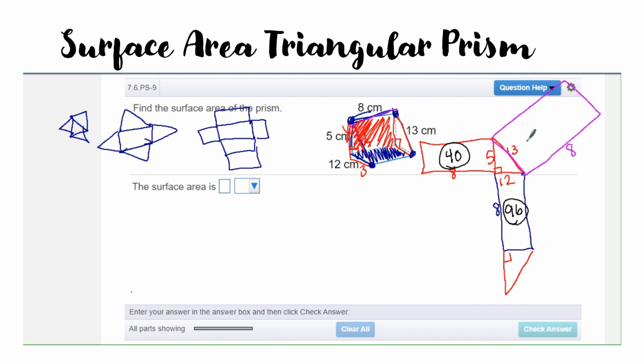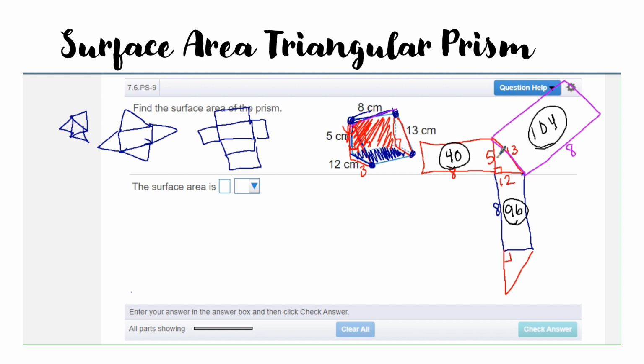And this one is going to have a different area. So this lateral face over here is going to be 8 13 times, or you can say 13 squares 8 times, and that's going to be a total of 104. You can use base times height to find the area of rectangles.